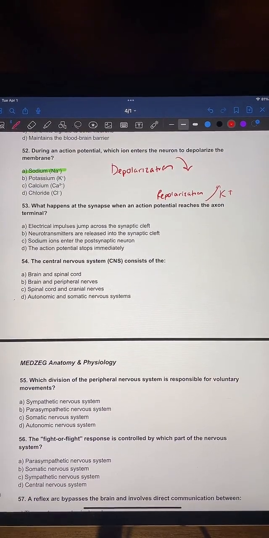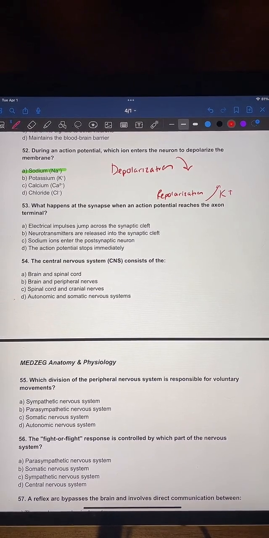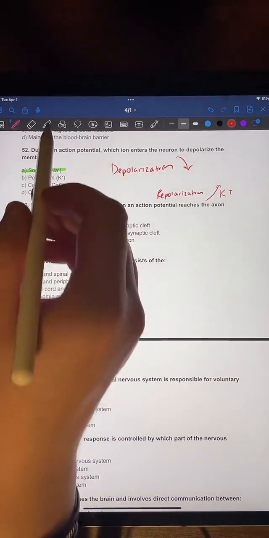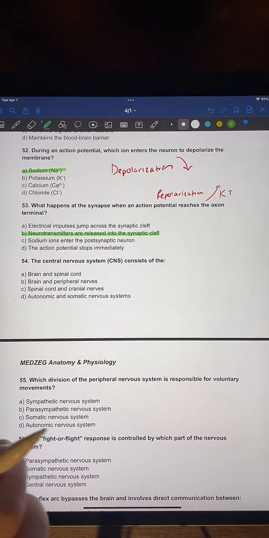53, what happens at the synapse when an action potential reaches the axon terminal? Yes, potassium repolarizes, sodium depolarizes. Awesome. Yes, it is B. 53 is B. Neurotransmitters are released into the synaptic cleft. So when we reach the axon terminal, they are released via the vesicles out into the synaptic cleft.